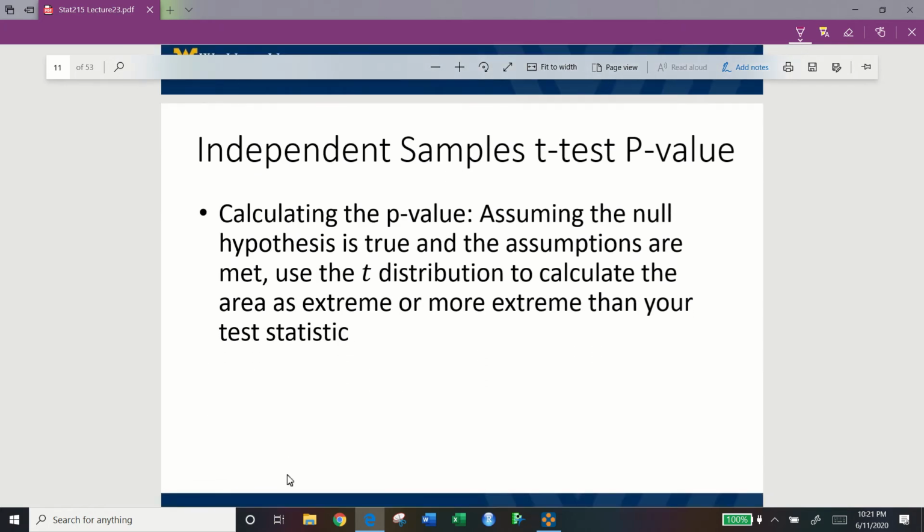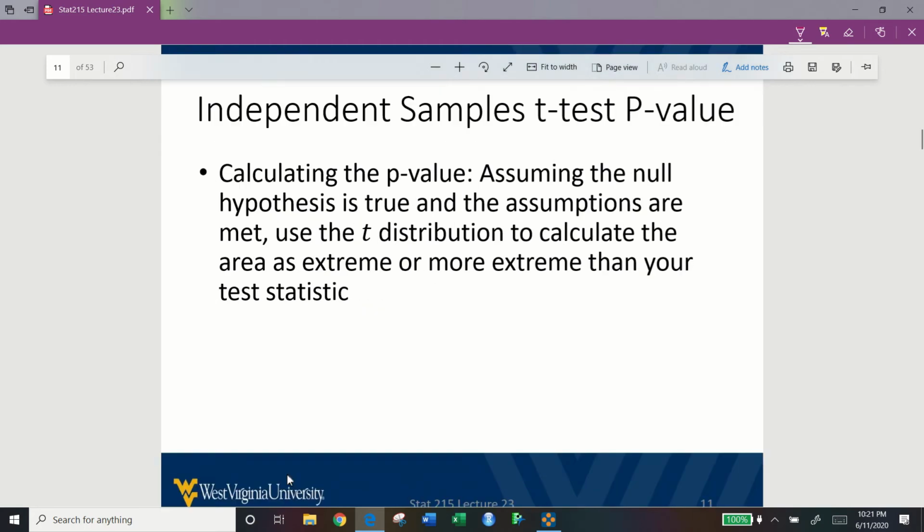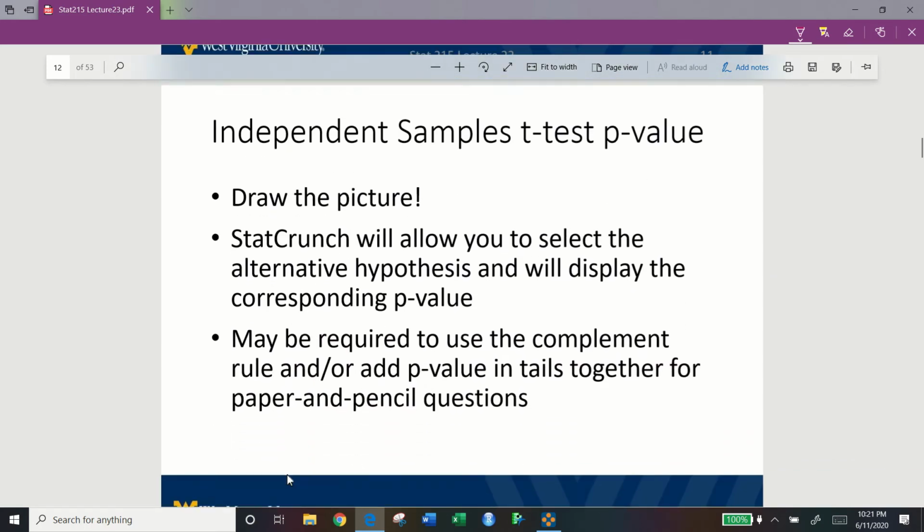Now we can talk about calculating the p-value. Assuming that the null hypothesis is true and the assumptions are met, we will use the t-distribution to calculate the area as extreme or more extreme than our test statistic. Our steps for this are to draw a picture, and then we can use StatCrunch to select the alternative hypothesis, and it will display the corresponding p-value. We may be required to use the complement rule or add p-values and tails together for paper and pencil questions.